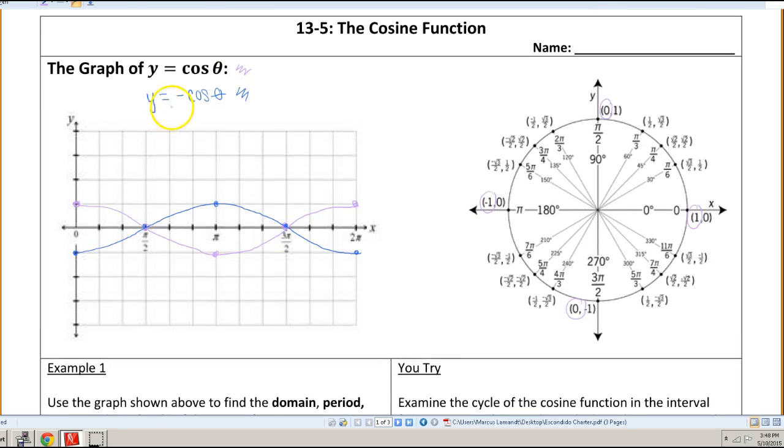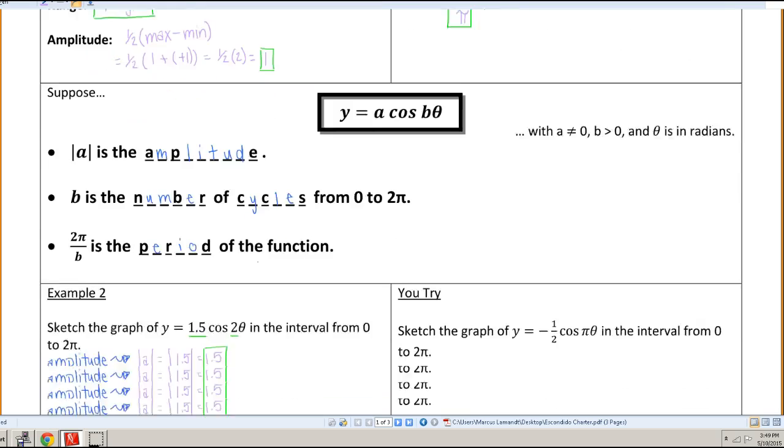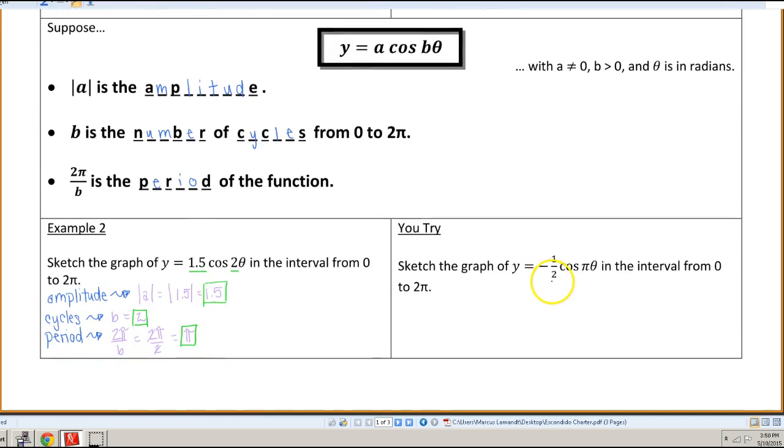The graph of y equals negative cosine of theta is the same graph except that it's flipped upside down. So I've graphed it on the same coordinate plane so that you guys can see it. My graph of cosine of theta is purple and my graph of negative cosine of theta is blue. Okay? So, in this case, because we see that we have a negative 1/2 here, we already know that our graph is going to be upside down.